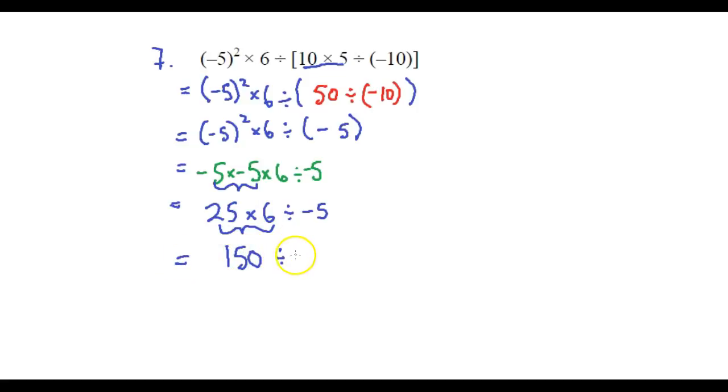And the last step is to divide that 150 by -5. Now, a positive divided by a negative is a negative. And 5 into 150, well, 5 goes into 15 3 times, and we've got a 0, so it must go in -30 times.